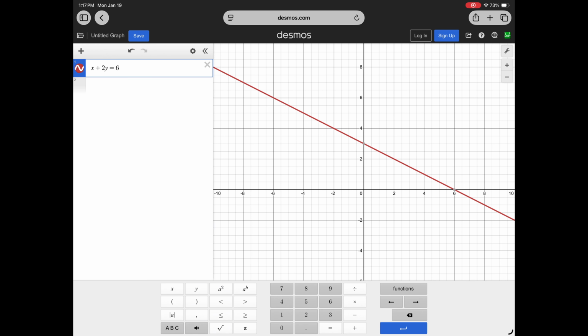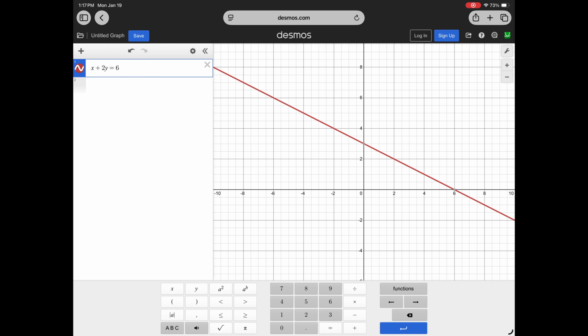Now, on Desmos, you don't have to use a y equals equation, but I recommend doing that on graphing calculators such as a TI-84, because it makes it so much easier to handle. So just solve for y and then plug it in. But on Desmos, you don't have to do that. It just solves automatically for you, and as you can see, it plots it on the graph. Now we have our first line.